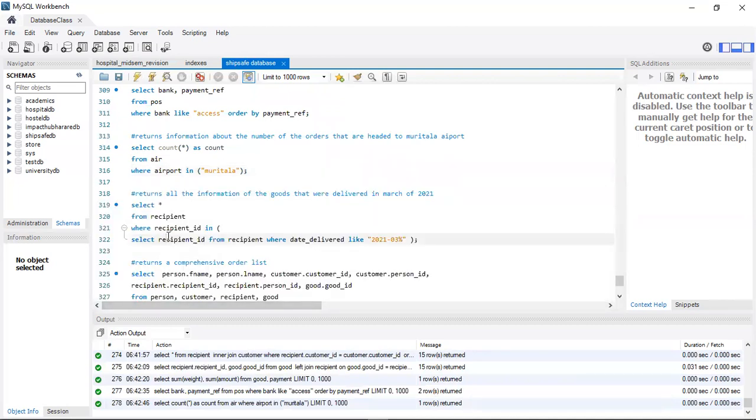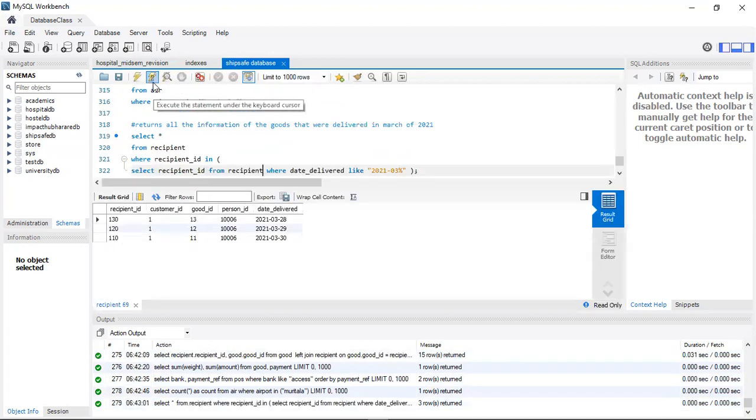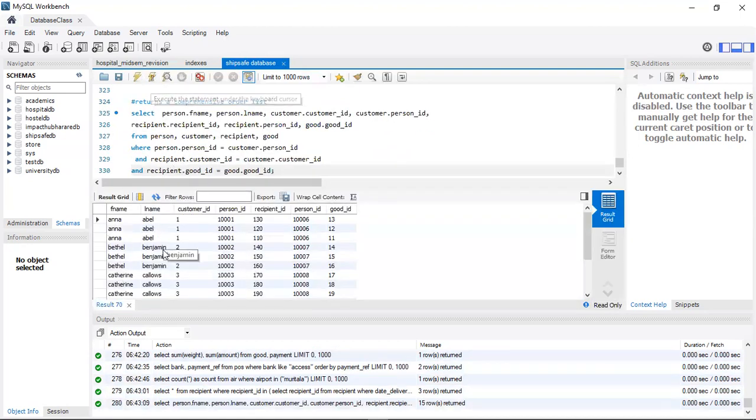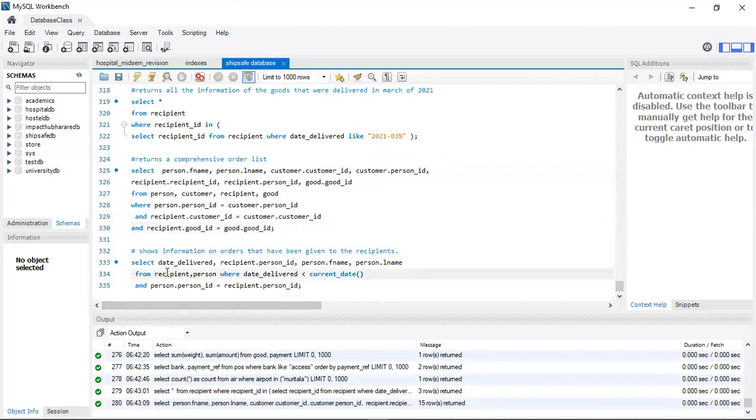Then this one returns all information of the goods that were delivered in March of 2021. Obviously, this can be changed to 04 to look for April, 05 to look for May. Then this is another comprehensive list that uses the and where statement instead of the inner join. Then this one shows all information on orders that have been given to the recipients, that is already received and delivered to the recipients.